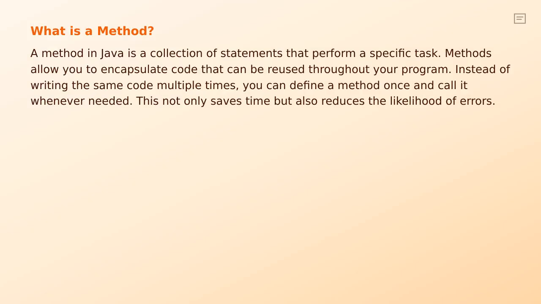This section covers what's a method. A method in Java is a collection of statements that perform a specific task. Methods allow you to encapsulate code that can be reused throughout your program. Instead of writing the same code multiple times, you can define a method once and call it whenever needed. This not only saves time but also reduces the likelihood of errors.